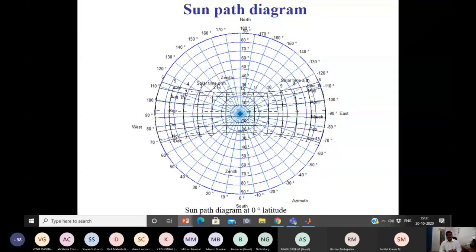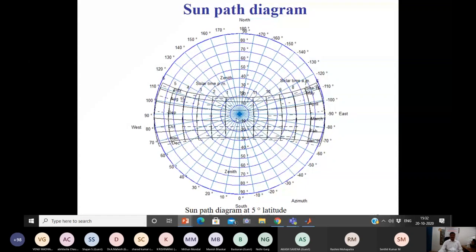But as per our convention, we can convert the solar time into watch time or watch time to solar time. But I am showing it for clarity and symmetry, so I am representing the time as a solar time scale. So 6 to 6, that means 6 AM to 6 PM, is shown here. Since the location is exactly at 0 degrees latitude, you can see the symmetrical shape of the sun path diagram.